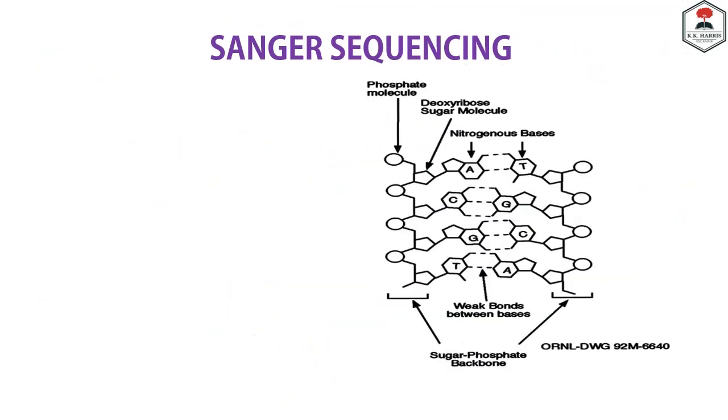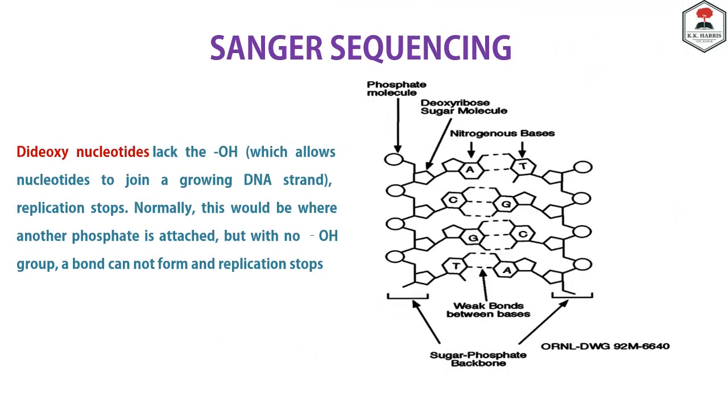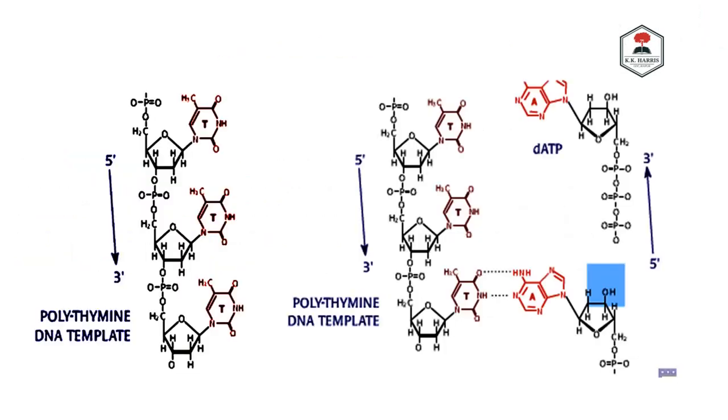Sanger sequencing. Dideoxynucleotides lack the OH, which allows nucleotides to join a growing DNA strand. Replication stops. Normally, this would be where another phosphate is attached, but with no hydroxyl group, a bond cannot form and replication stops. Dideoxy chain termination. The blue shaded box is the site of joining.